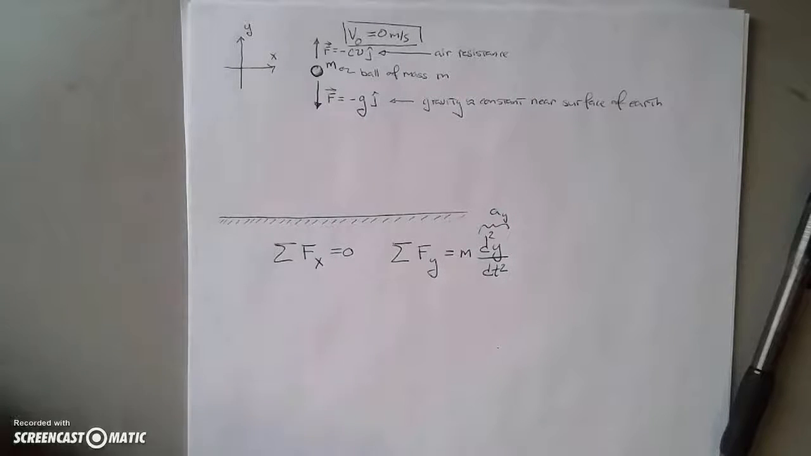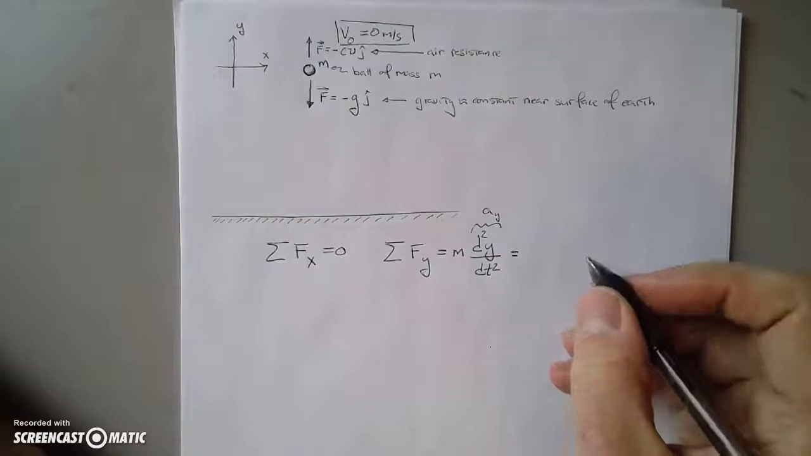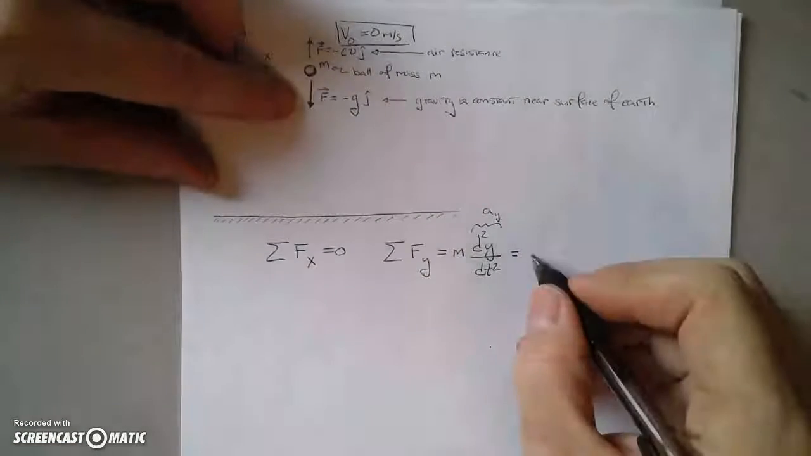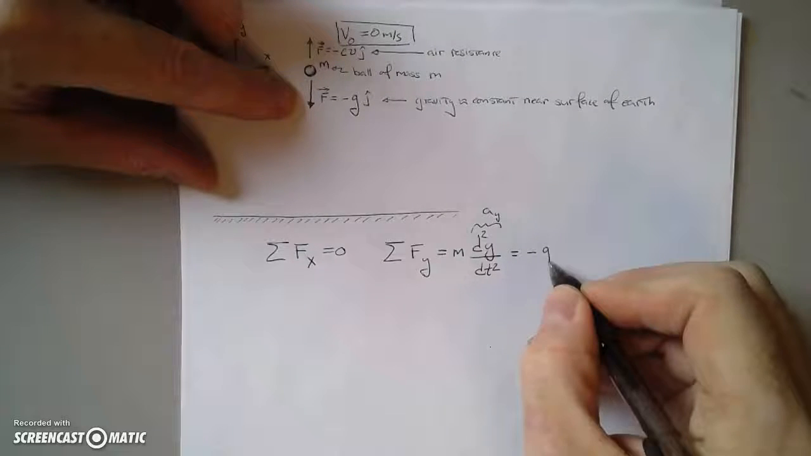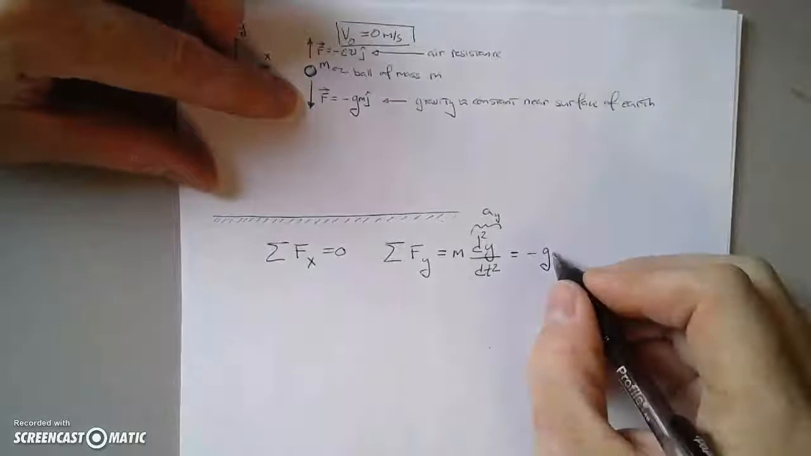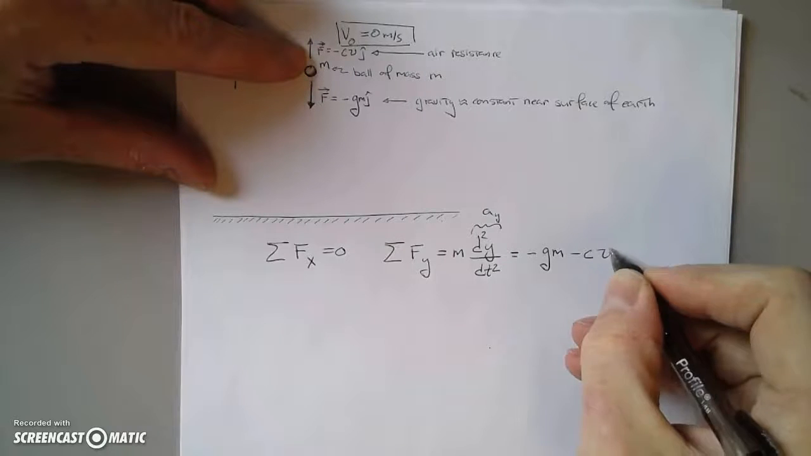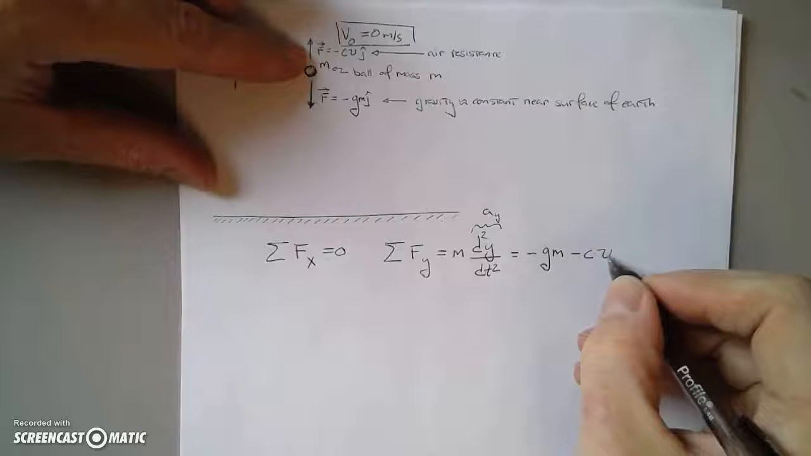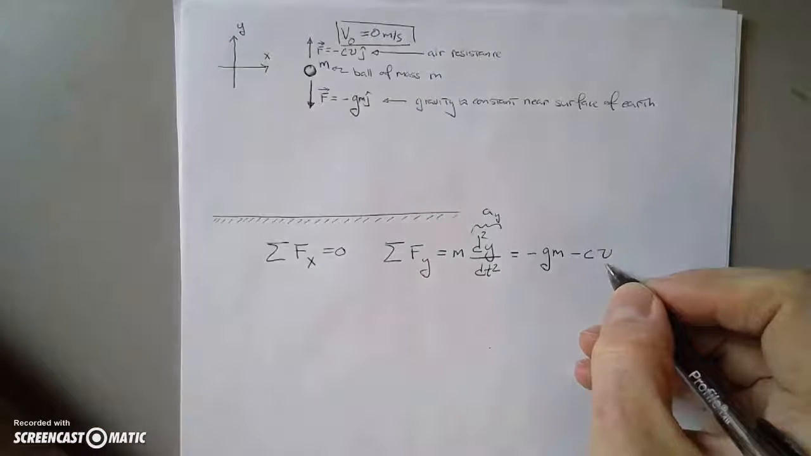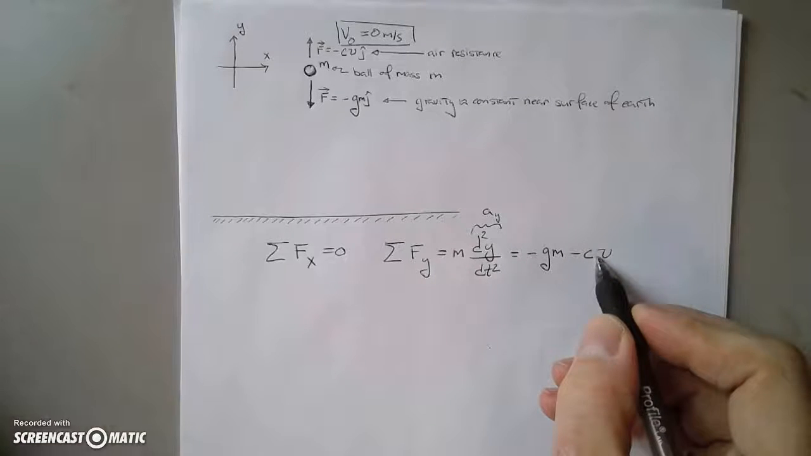And what's this equal to? Well, we have some forces here. We have a minus mg, and we also have a minus cv. The minus sign is there because it opposes the direction of velocity. So these are the components in the y direction.